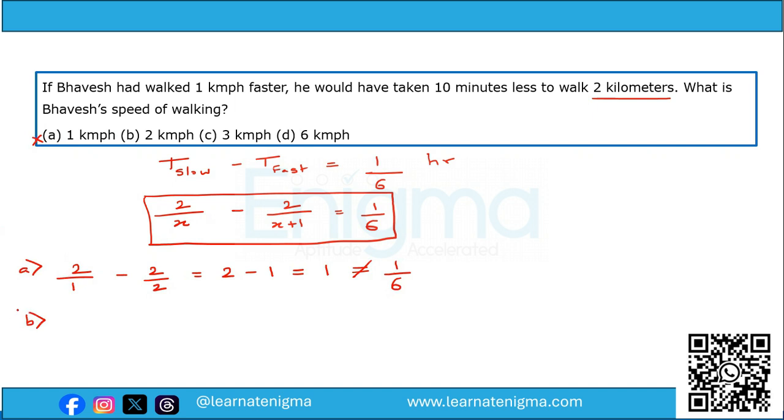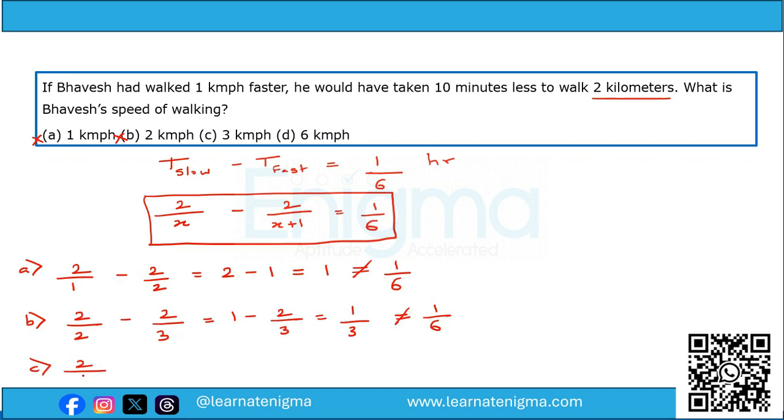Option B, if you substitute x as 2, it will become 2 by 2 minus 2 by 3, and we get the answer as 1 minus 2 by 3, that is 1 by 3, which is again not equal to 1 by 6. So therefore option B is also eliminated. Let's check with option C.